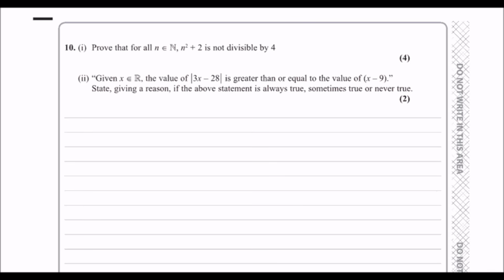Question 10. Prove that for all numbers n, n squared plus 2 is not divisible by 4. What we can do here is split this into odds and evens. So if n is even, we can say n is 2m. So it's in the 2 times table, 2 times something.